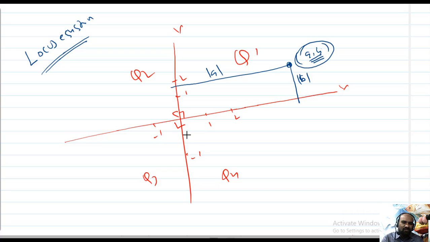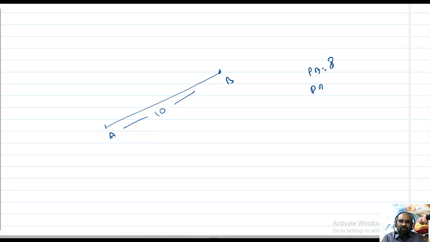I will explain. Before that, students, just now I explained locus. For example, A and B are two fixed points. The distance between them is 10 centimeters. Find the locus of P so that PA equals 8 units and PB equals 4 units. Find the locus of point P so that P is 8 units from A and 4 units from B.